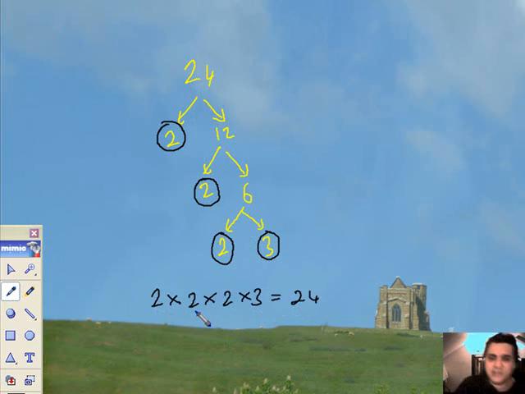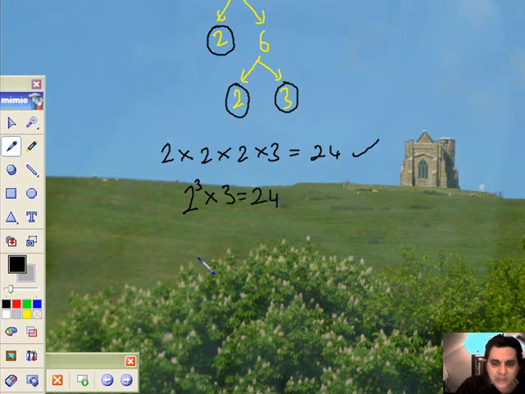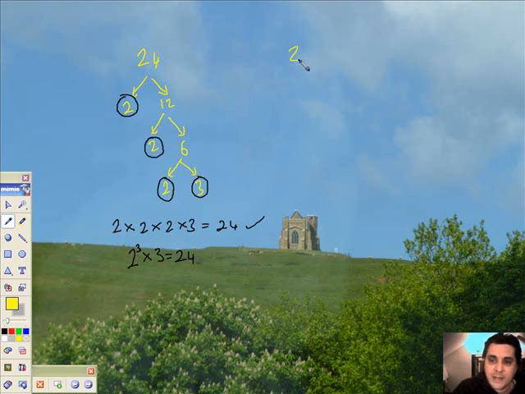So let's take a look. 2 twos are 4, times 2 is 8, and 3 eights are 24. So that's completely correct. If I want to write it in index notation or power form, I've got 2 to the power of 3, look, 1, 2, 3, multiplied by 3, and that will make 24, as you know. Now, that was not the only way to split up 24.